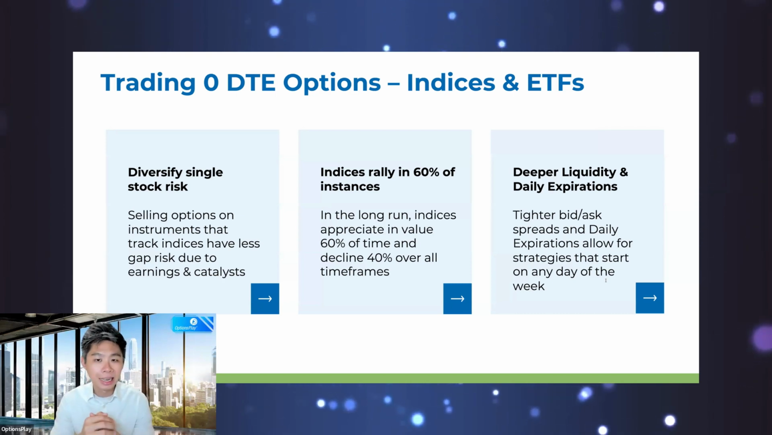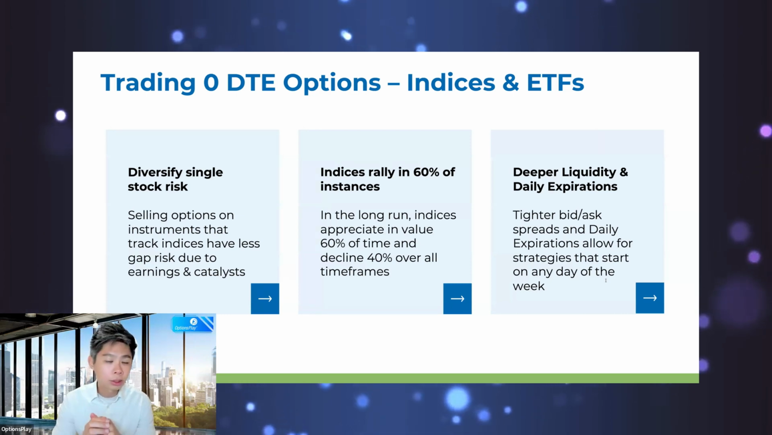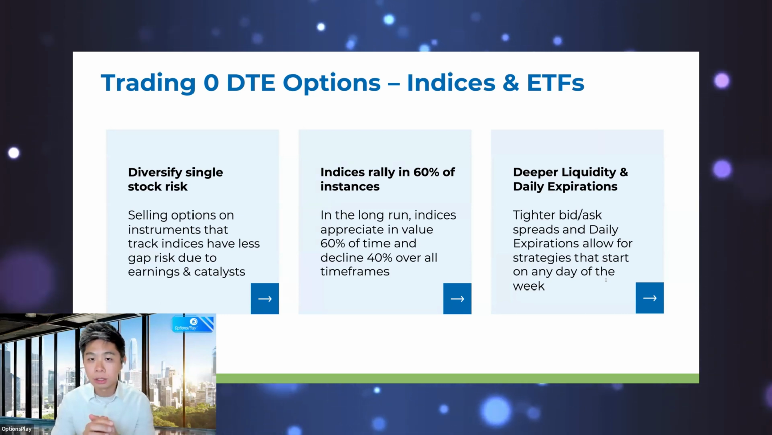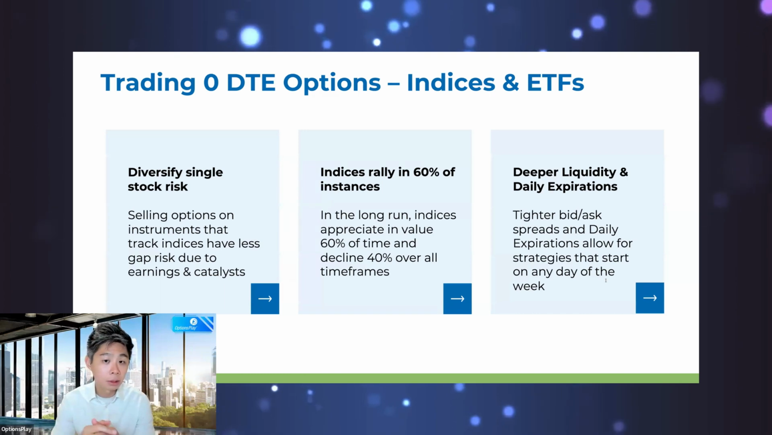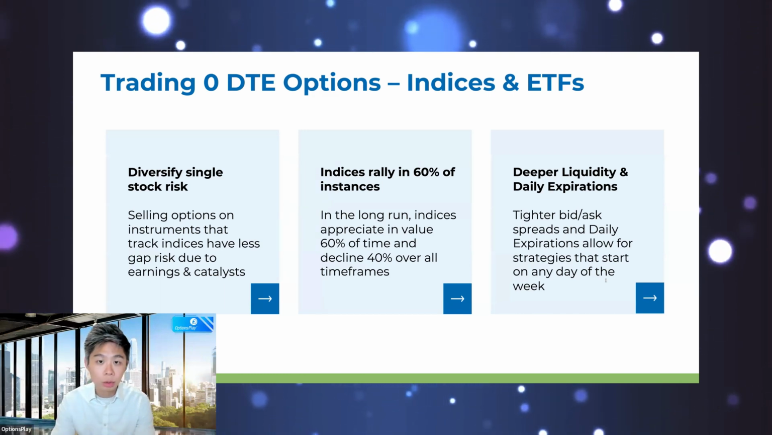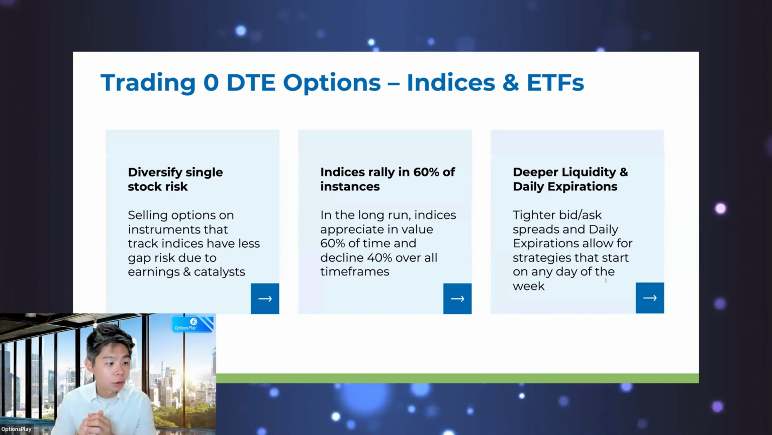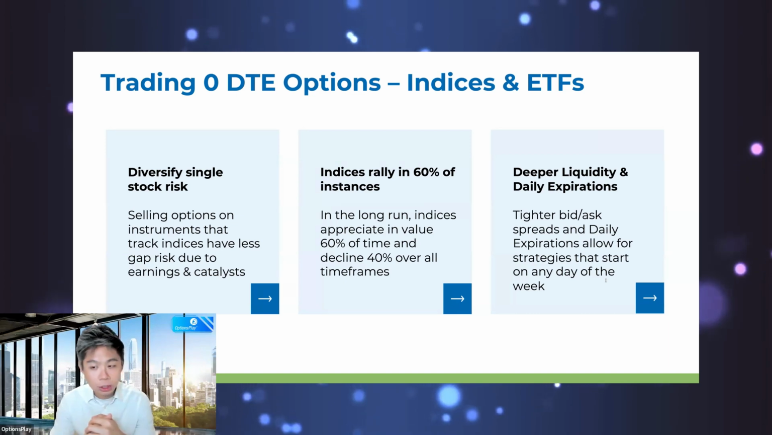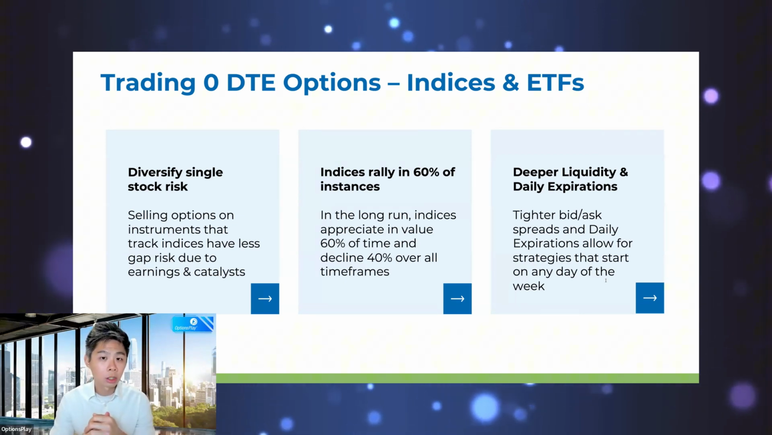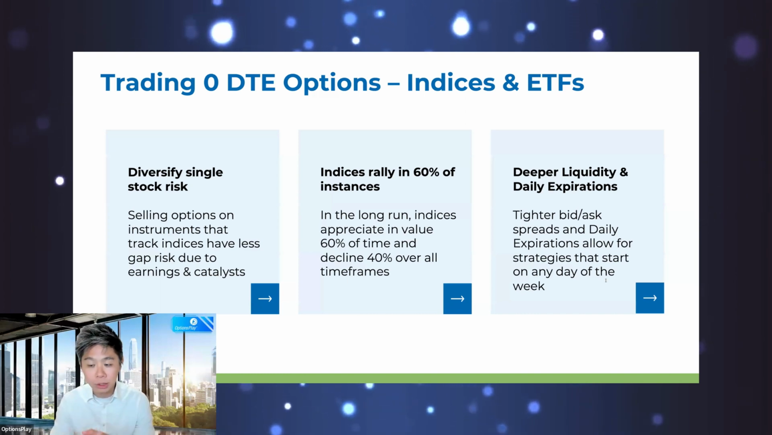But probably more importantly than anything else is the deeper liquidity and the daily expirations. At this point, single stocks don't offer daily expirations, only ETFs and index options, specifically the most widely traded ETFs, SPY, QQQ, IWM, GLD. These are the types of stocks that offer daily expirations, and the corresponding index options for those major indices also offer daily expirations.